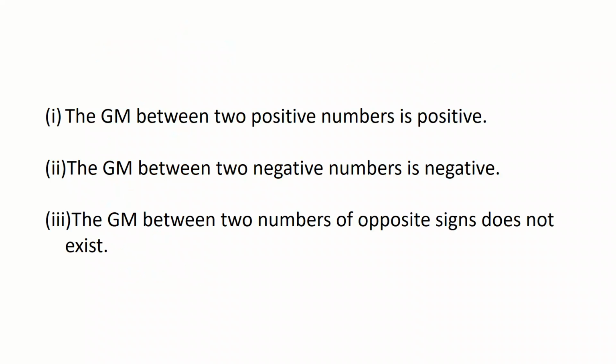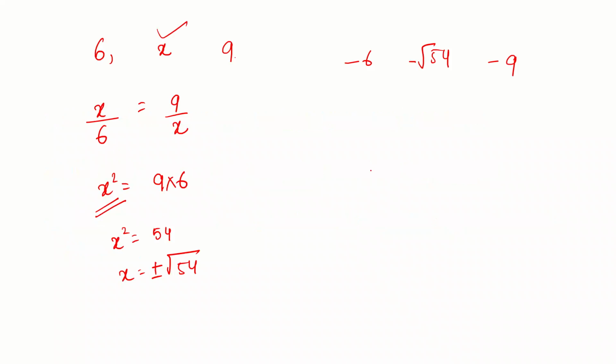Alright, so these are the conventions that some of the mathematicians follow: if both of those numbers are positive, then the geometric mean is also positive. If both of the numbers are negative, then the geometric mean is also negative, and if one number is positive and the other number is negative, then the geometric mean will not hold. And I also agree to this fact, because suppose one number is positive and the other is negative, then we will have x squared is equal to 6 into minus 9, which is minus 54, and you cannot have any real number the square of which is negative.